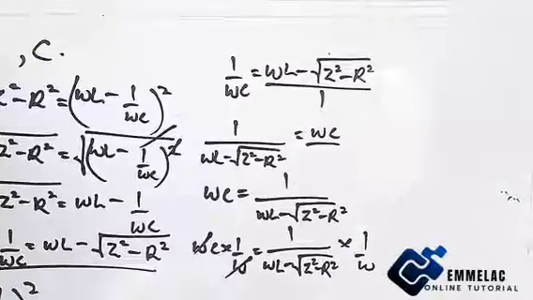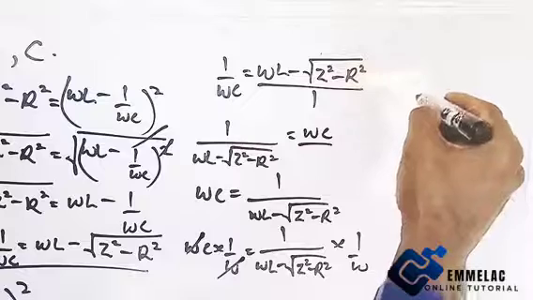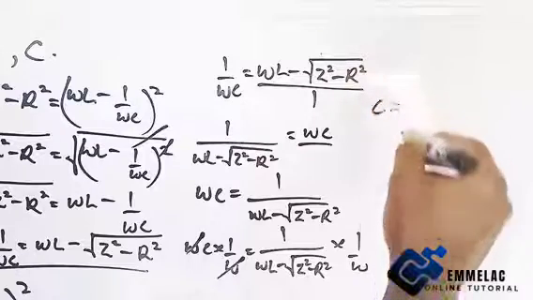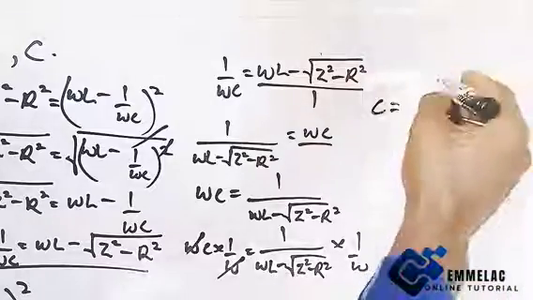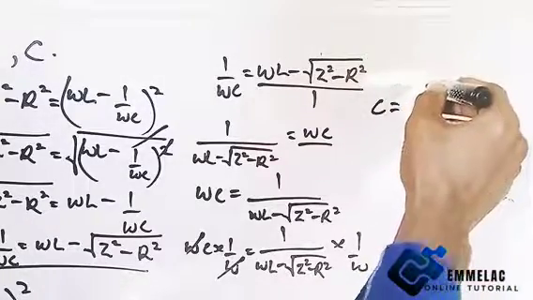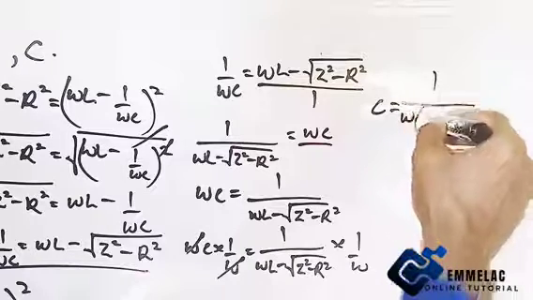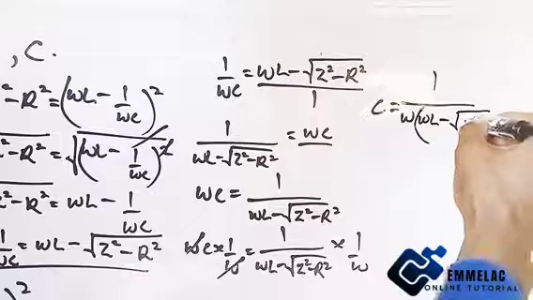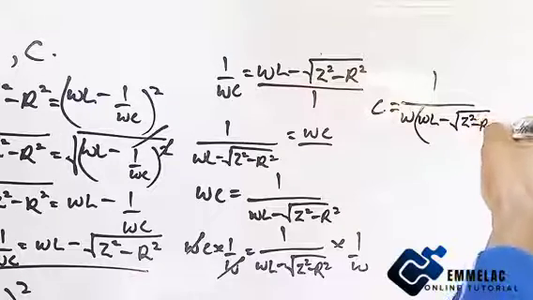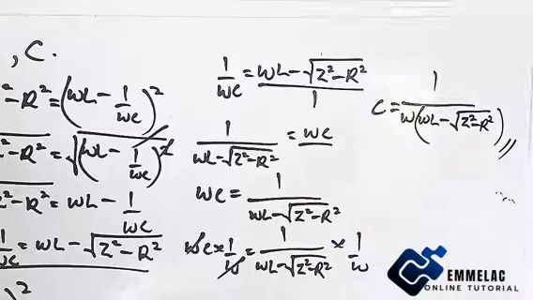So here we have now that C equals, from here you can see, 1 over W into bracket, WL minus the square root of Z squared minus R squared. Final answer.